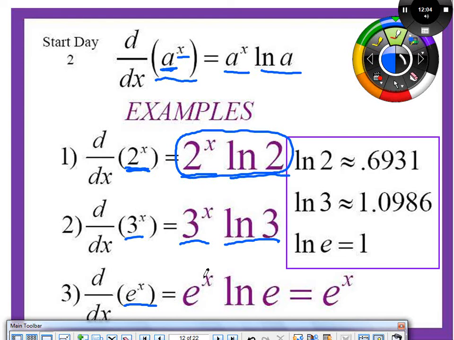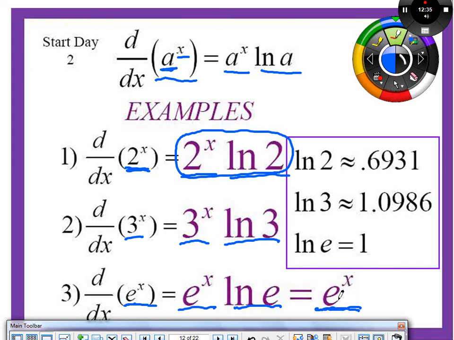Derivative of e to the x is e to the x, and then natural log of the base. The natural log of the base would be natural log of e. But natural log of e is actually equal to 1. So your answer is still e raised to the x. This is an interesting function because it's the only function that when you find the derivative of it, you get the exact same thing. So the slopes of the tangent lines are equal to the same thing. It's a very unique function.